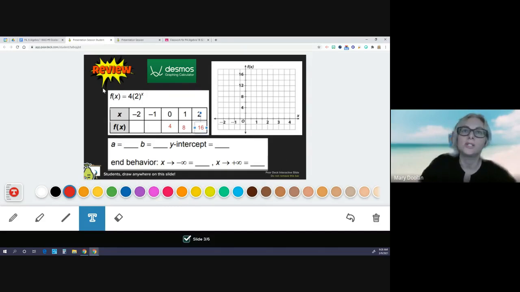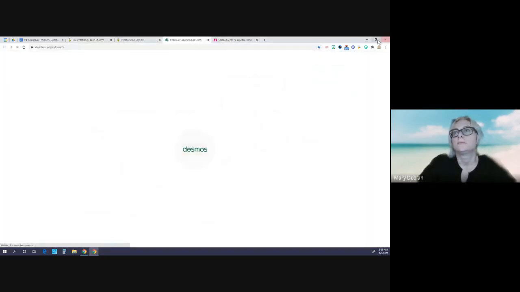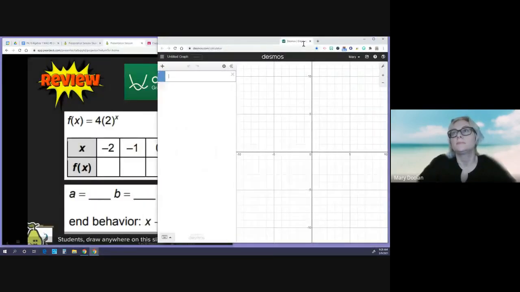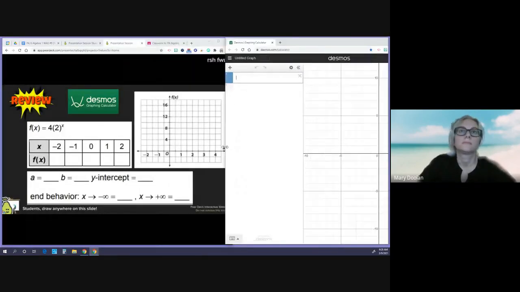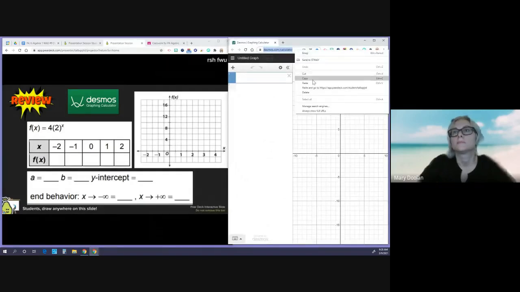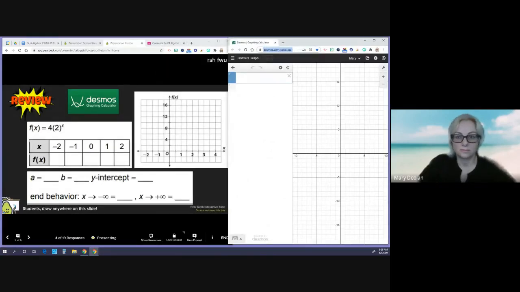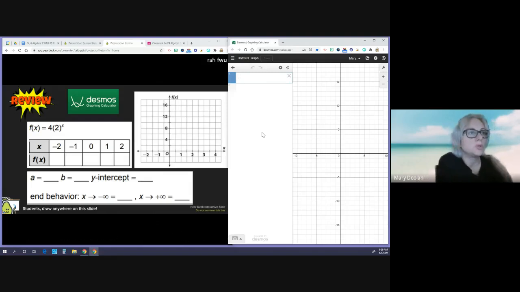All right, so you guys are working on this slide right now. And I'm going to kind of force open a tab for you. We're going to open up the Desmos graphing calculator. So Desmos graphing calculator is coming at you. What you need to do is type in f of x equals 4 times 2 to the x power.